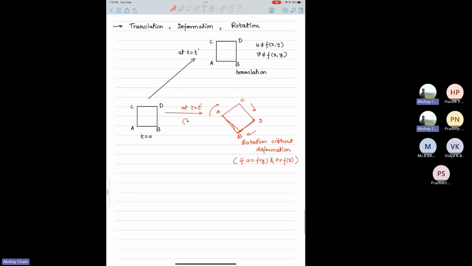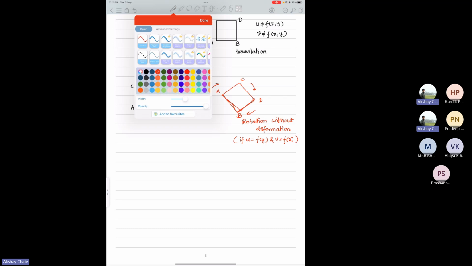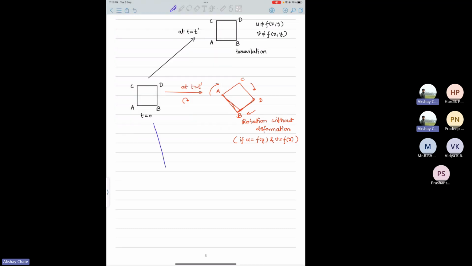And then there is the last case, which is called deformation. As the name suggests, deformation can be like this: the domain will not remain as it is. It will get deformed into some other thing. I don't know how to draw it, but 1 second.